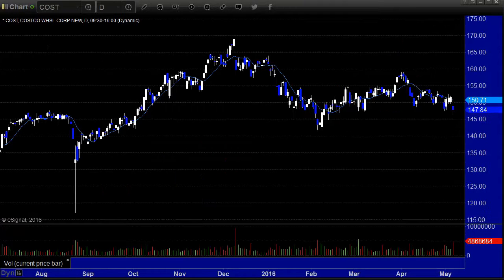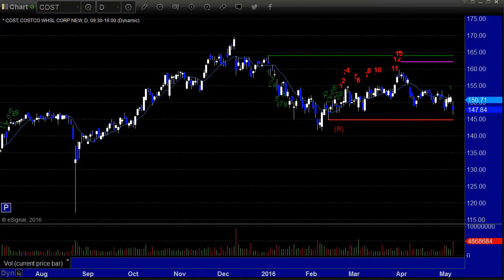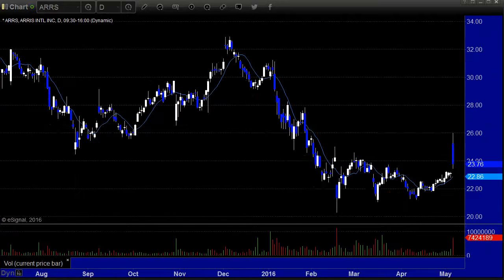Let's take a look at Costco. I love this. Look at that trade. The move up. Where's the 13? Right at the high print, right? And we're down ever since, approaching the red line, which will be the target in this case. Never came near the pink risk line at all.